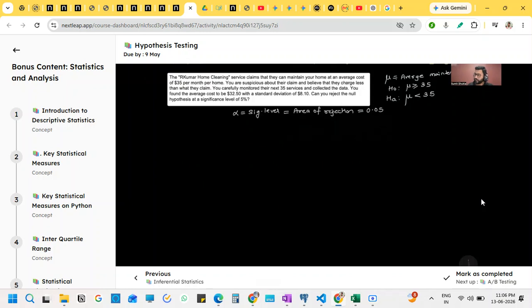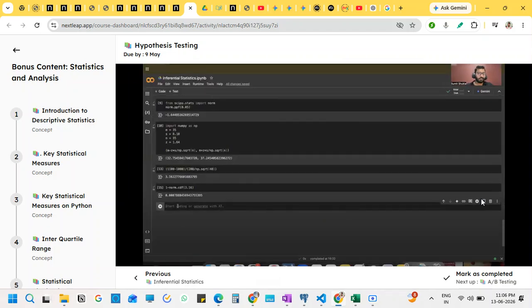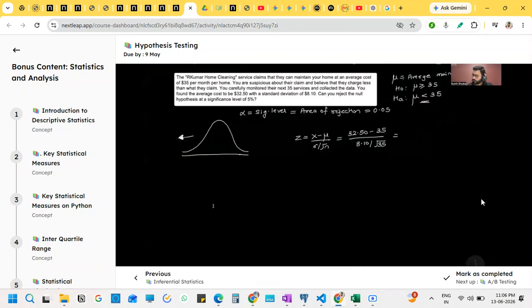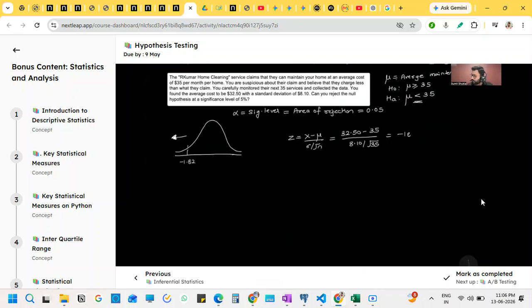Now, I will find out the area. So again, let me plot my sampling distribution. Since the arrow is on the left side, this is going to be my area of evidence, right? So what is the area captured by 32.50, which you have obtained? Again, I will find the z value corresponding to 32.50: x minus mean divided by sigma divided by root of n. So 32.50 minus 35 divided by sigma, which is 8.10, divided by root of 35. Let's see. 32.50 minus 35 divided by 8.10 divided by np.sqrt(35). This is my z value, minus 1.82. So somewhere over here I'll get minus 1.82.